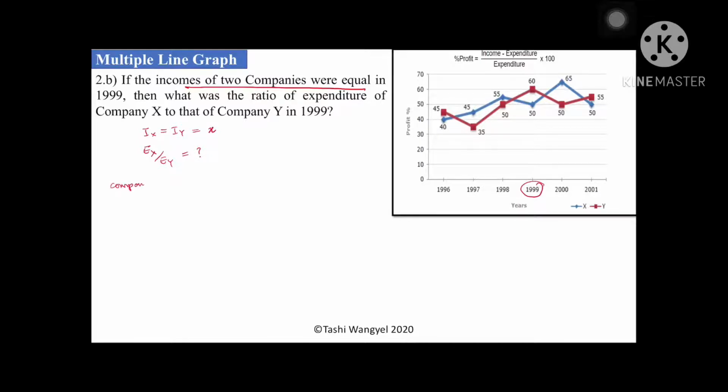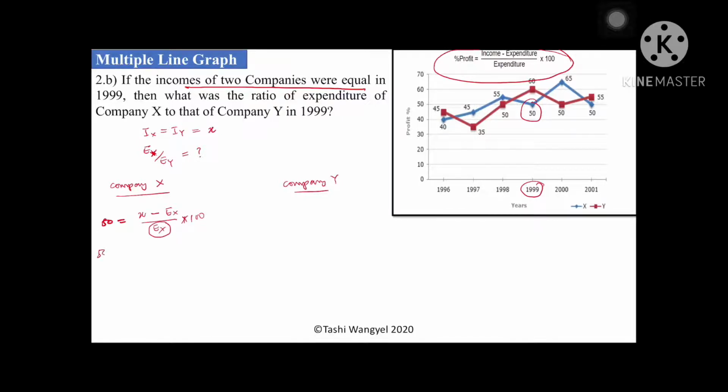Company X, company Y. So the ratio of expenditure of X to expenditure of Y. In 1999, the profit of company X from the graph, substituting into the formula, is 50%. Therefore 50 is equal to income of X minus expenditure of X, divided by expenditure of X, into 100.